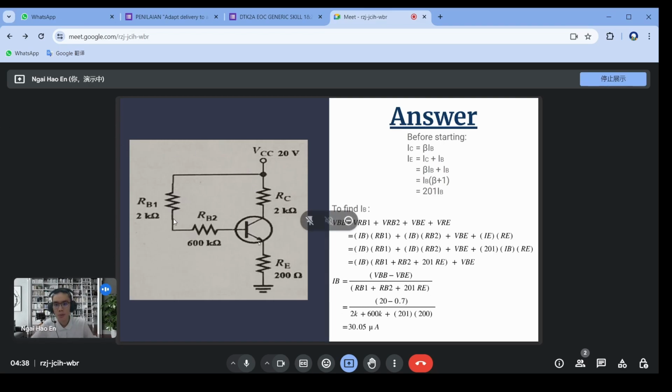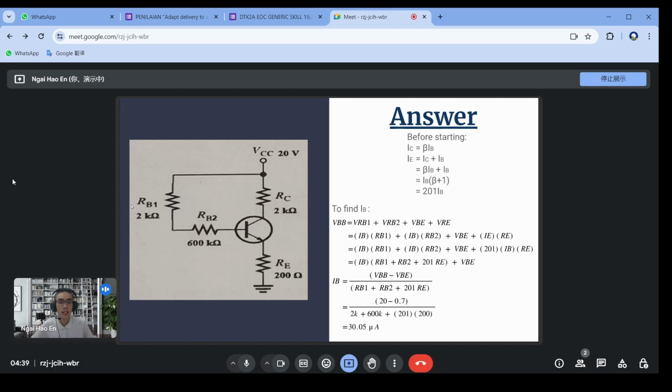We can see that VBB is connected with VCC, like a parallel connection. So VBB and VCC have the same voltage value, that is 20 volt. See the formula first. VBB is equal to VRB1 plus VRB2 plus VBE plus VRE. This is based on the voltage divider rule. VRB1 plus VRB2 can be written as IB times RB1 plus IB times RB2, and VRE we can write as IE times RE.